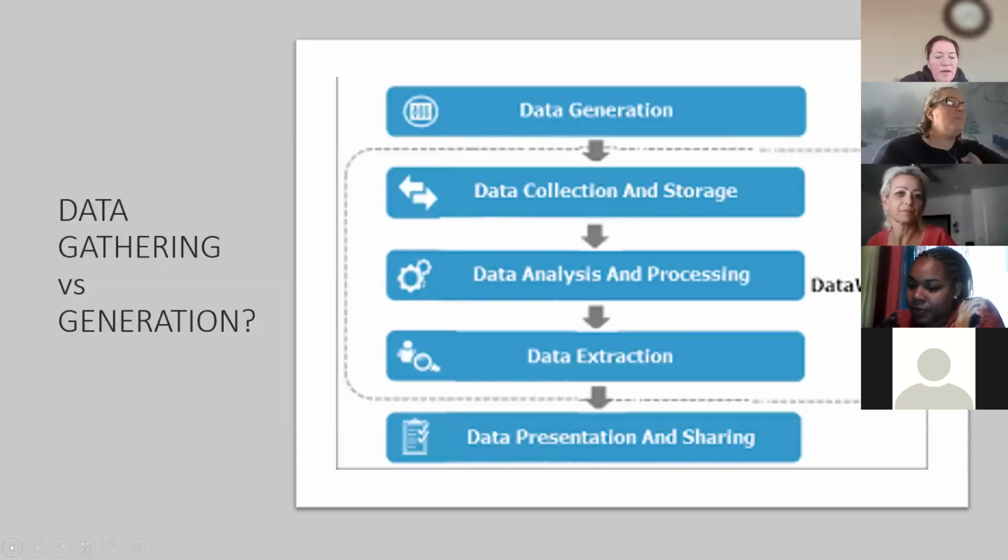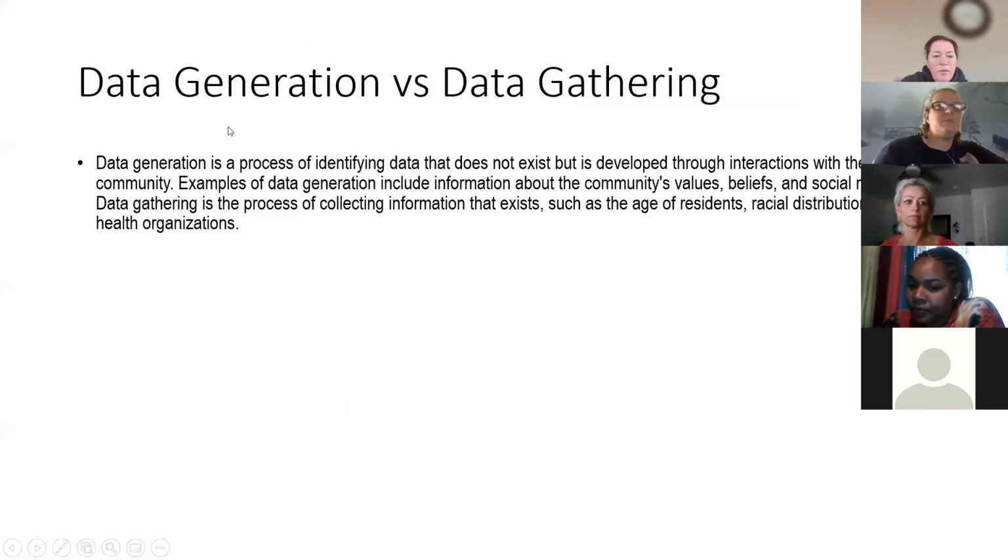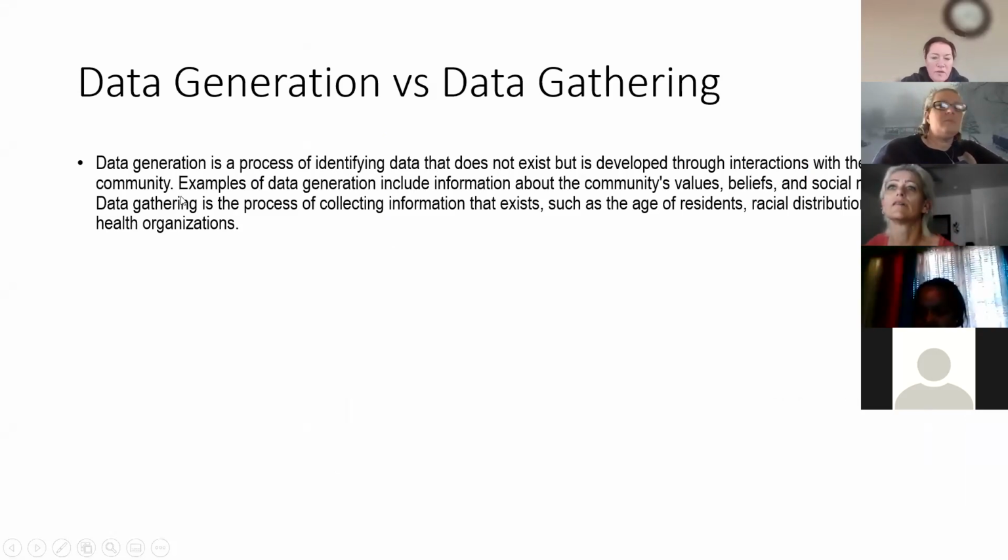Good. Then we look at data gathering versus generation. These are two definitions that I want you to know. Data generation is when we get data that does not exist, but we see it by interacting with the community. So we go out there and we see what are some of the values, beliefs, and social norms that we can generate our data from. Okay, and data gathering is going to be exactly what it says.